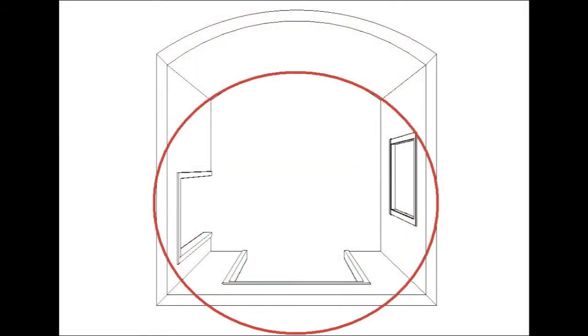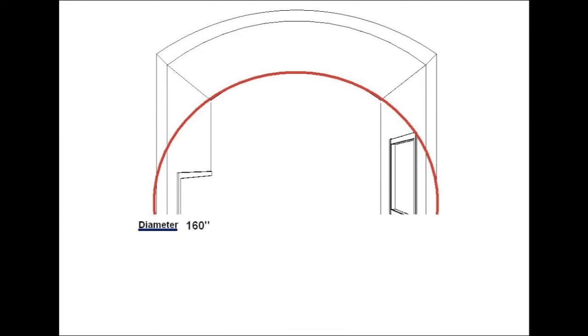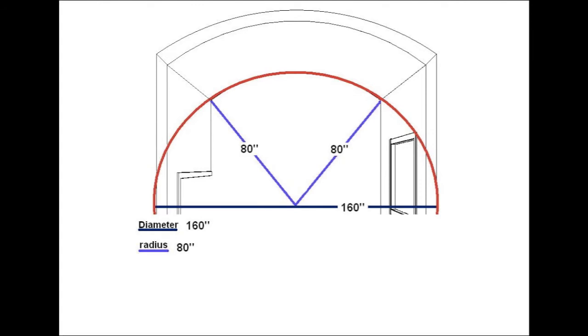Before we continue, let us review our known dimensions. Our diameter is 160. Our radius is 80. Our chord is 96. Our rise is 16.